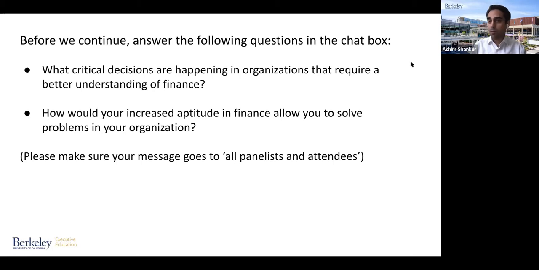And also overall, from this program, what you would seek in terms of an increased aptitude in finance, what would allow you to solve the problems that you might be facing in your organization. So if you could enter that into the chat and make sure the message goes to all panelists and attendees, it'd be great to get some of your thoughts on this.